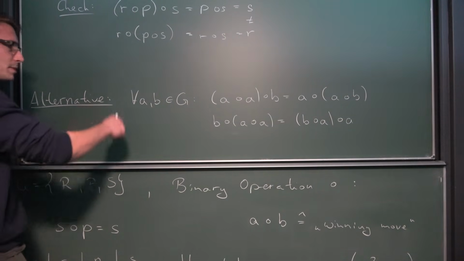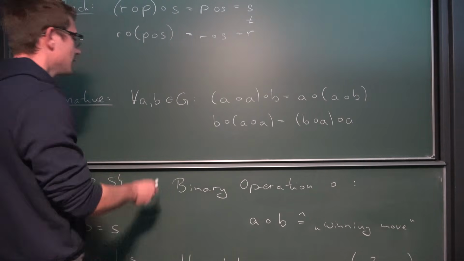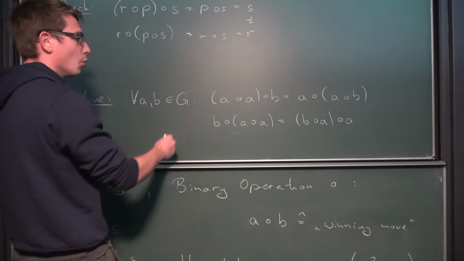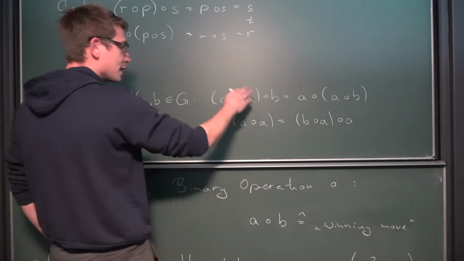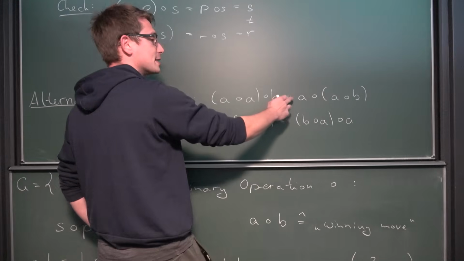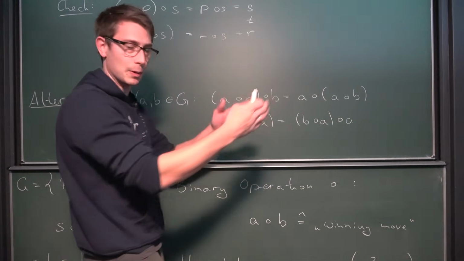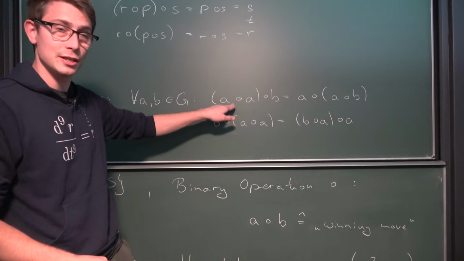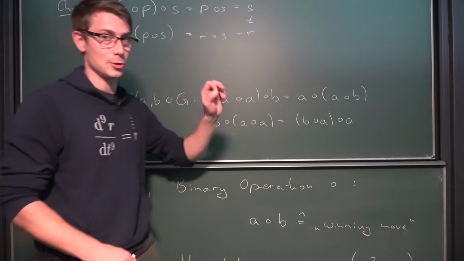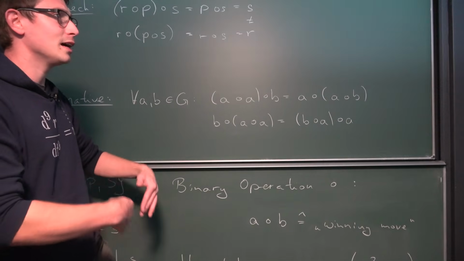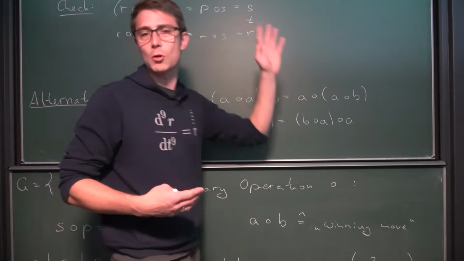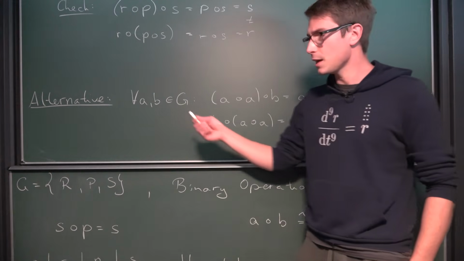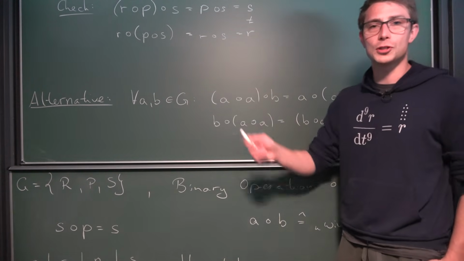So what does it mean for something to be alternative? If for all A and B out of our structure G holds that A combined with A at first and then applied to B is the same as A combined with A applied to B, and vice versa. This is left alternativity and this is right alternativity. It's kind of a weaker associativity, you can say, if this doesn't work out. So we could check if our structure is actually alternative.